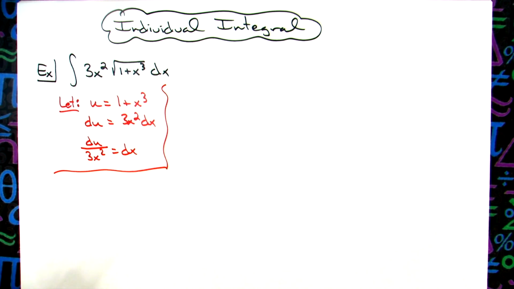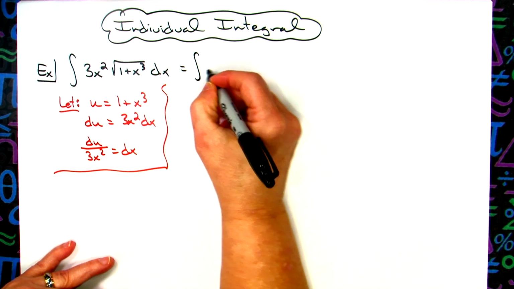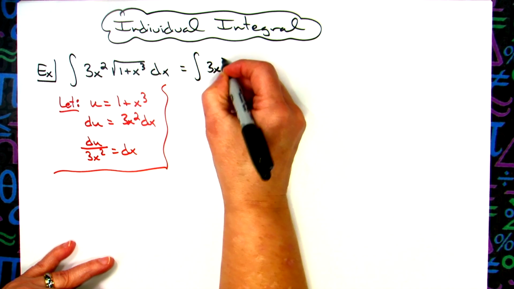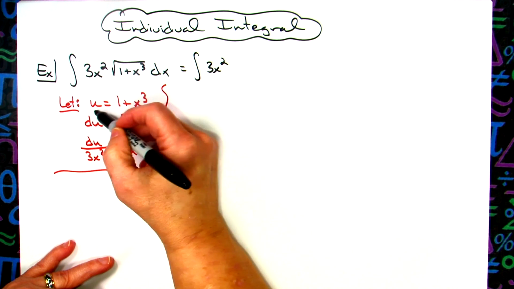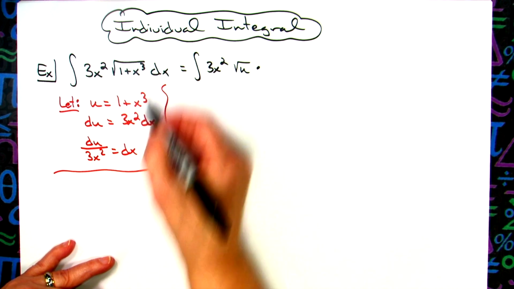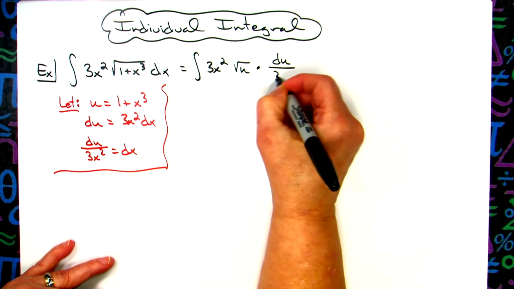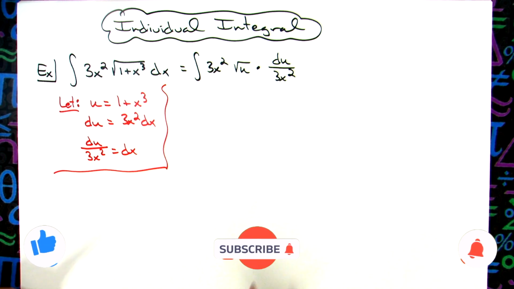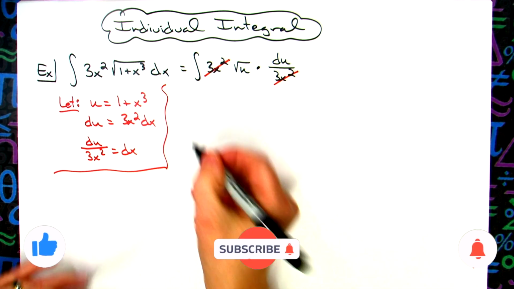All right, now when we get to that point, then we'll be able to come back up to our integral and then start doing some replacements. The 3x to the second is going to stay there. I'm going to replace the 1 plus x to the third with u. So I'm going to have the square root of u. I'm going to replace that dx with what it equals. So we'll have a du over a 3x squared. What that's going to do then, it's going to let you cross out those 3x squareds.